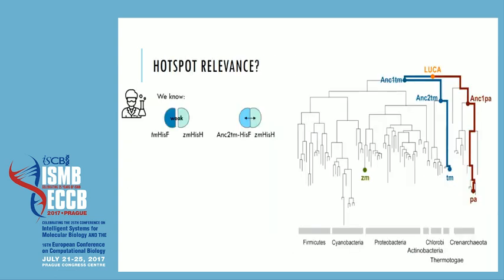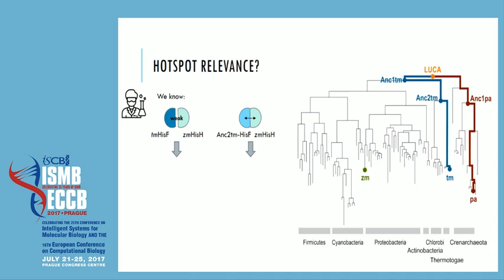So now we have looked at this red evolutionary path, and to get the relevance of this hotspot, we also want to look at the blue evolutionary path. As we know from the wet lab, TMSF and ZMSH are a weak binder. And the next evolutionary partner, ENC2-TMSF, is a good binder to ZMSH.